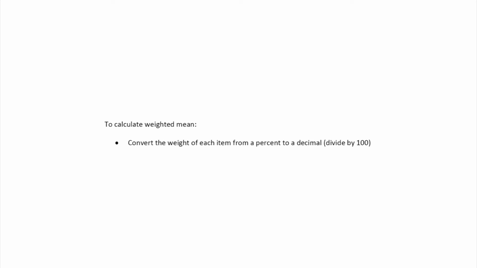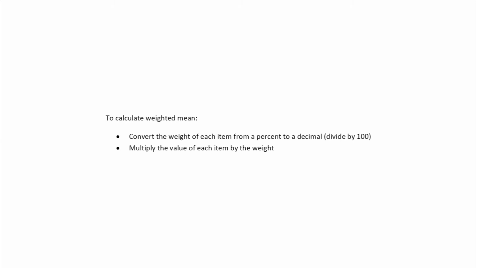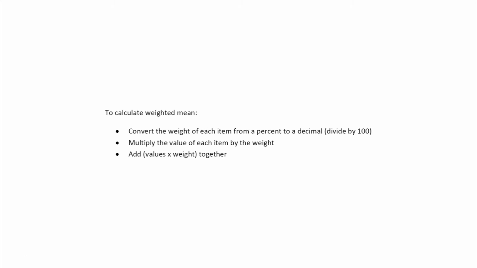To calculate weighted mean, we convert the weight of each item from a percent to a decimal. In other words, we divide by 100. Then we multiply the value of each item by that weight. Then we add all of those numbers together. That gives us the weighted mean.